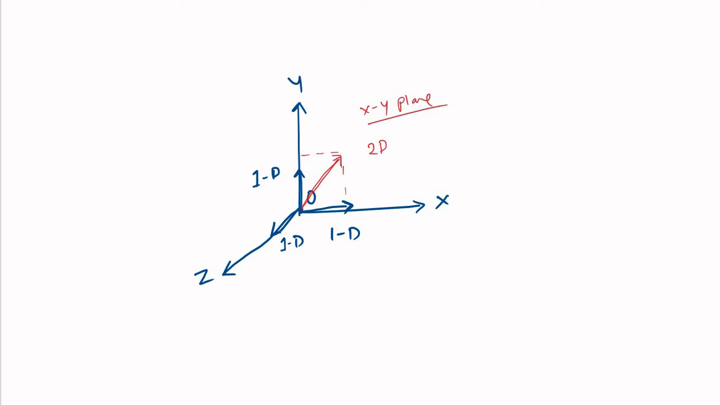Similarly, if it moves in the yz plane, here both the y and z coordinates change. That is also two-dimensional motion. Similarly, if it moves in the xz plane, here also the z coordinates and the x coordinates change. So this is also two-dimensional motion.